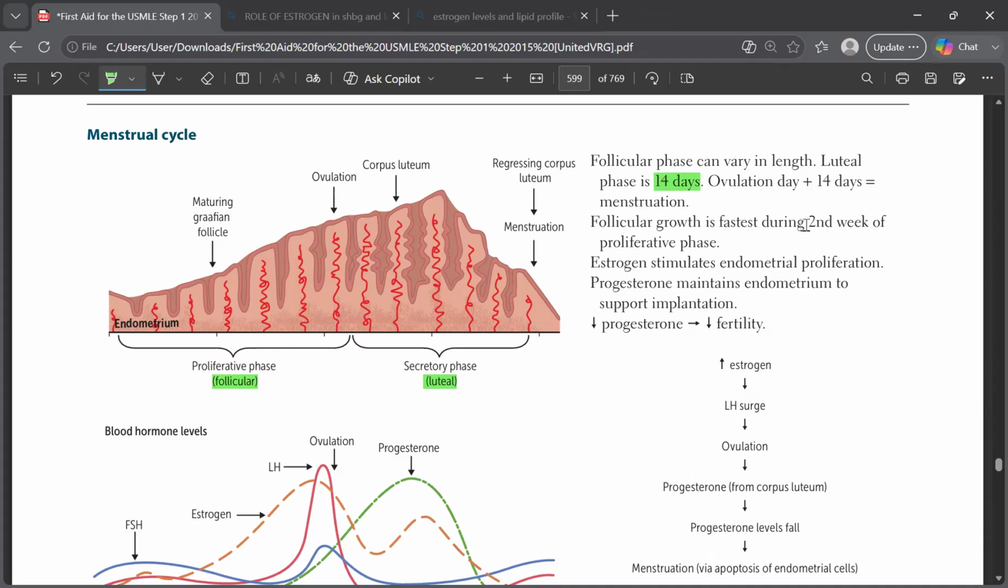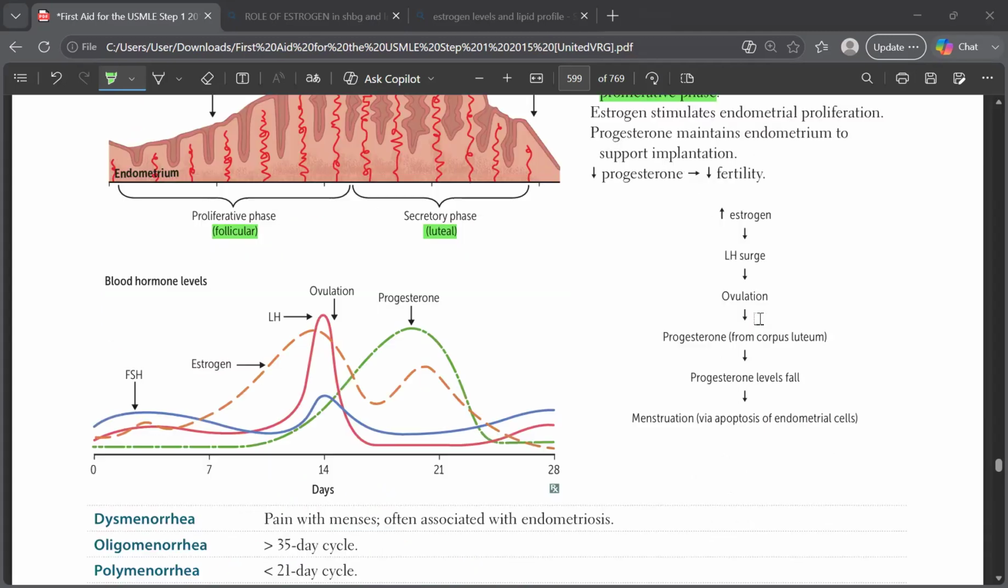Follicular growth is fastest during the second week of proliferative phase. During the second week of proliferative phase, the follicular growth of this maturing Graafian follicle is the fastest. Estrogen stimulates endometrial proliferation, as we have just discussed, and progesterone maintains endometrium to support implantation. So a decrease in progesterone causes decreased fertility.